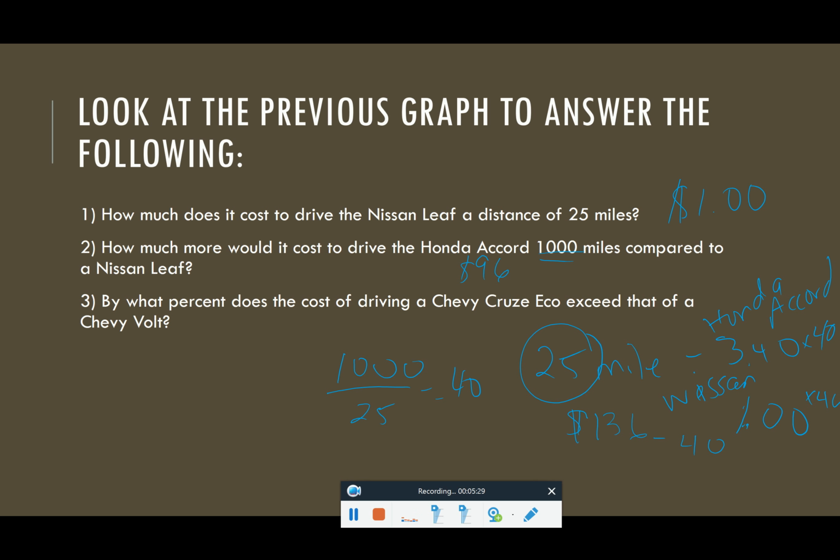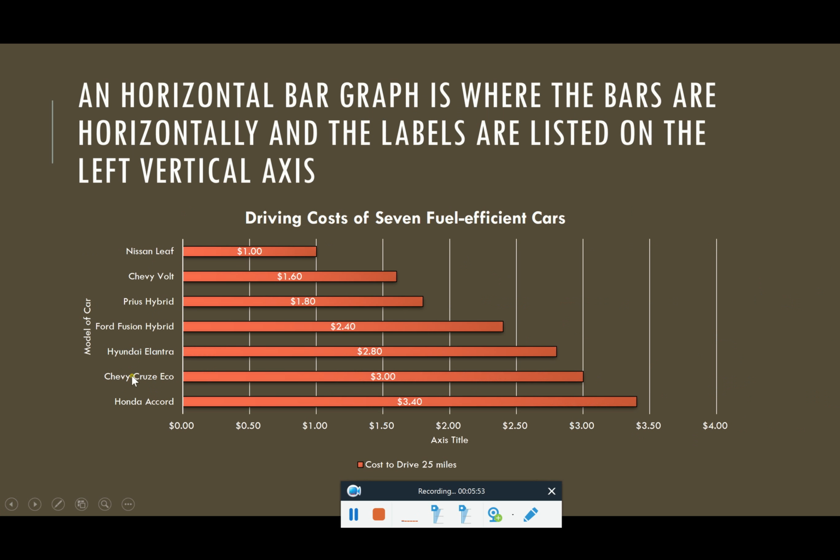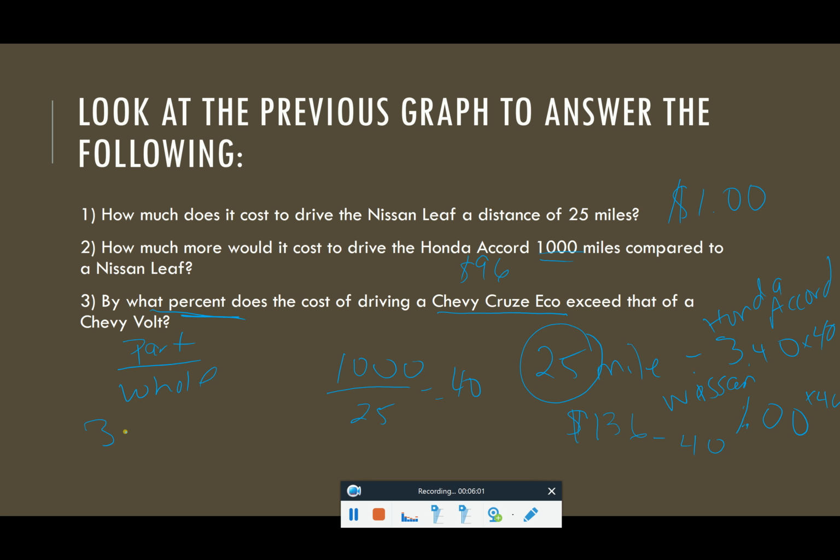By what percent does the cost of driving a Chevy Cruze Eco exceed that of a Chevy Volt? Remember, a percent is always your part over whole. So we're looking at Chevy Cruze Eco and Chevy Volt. Chevy Cruze is $3. Chevy Volt is $160. So you're doing the difference of $3 minus $160.